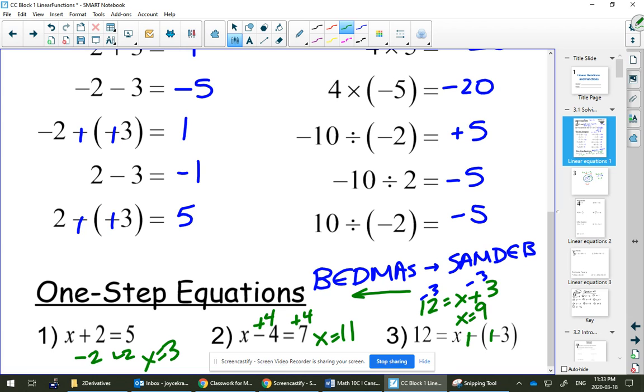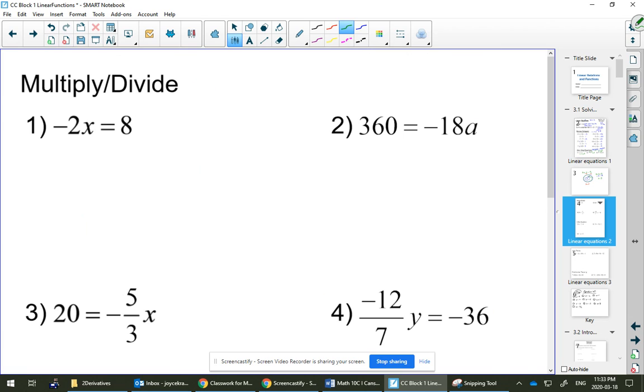So at this point, you may choose to go to your assignment and do some practice questions for one-step equations, or just work through the video and leave your assignment questions for when you get to class. So let's look at some other one-step problems that involve multiplying and dividing.